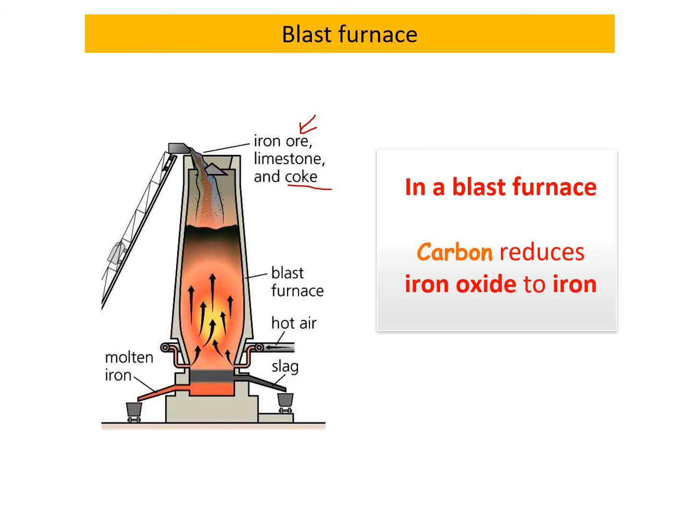But this all happens in something called a blast furnace. What comes out of the bottom after it's all reacted is molten iron, so it's very, very hot, so you get your iron out, and something called slag, and that's just all the other things that are left over at the end. So there we go. In a blast furnace, carbon reduces iron oxide to iron. So there's our metal ore, the iron oxide, and we get our metal, which is our iron.